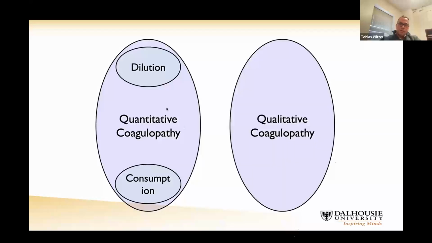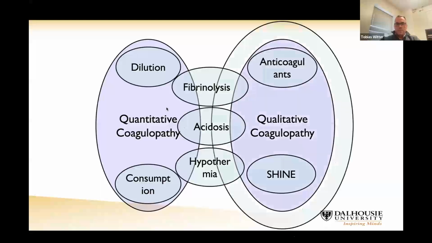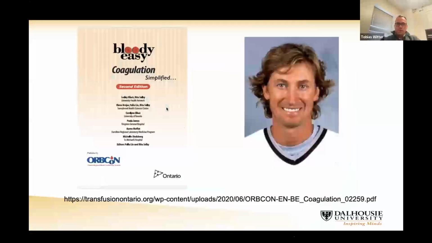We also have a qualitative coagulopathy, meaning that anticoagulants, hypothermia, and acidosis contribute to the qualitative coagulopathy, but they also will influence to some extent the quantitative coagulopathy through fibrinolysis. Hypothermia and hypoperfusion through all of that doesn't help. So that's a rough overview of what's going on. If you want to read more about it, Transfusion Ontario has a really nice pamphlet. It's free, it's online. Just go to Transfusion Ontario, and they have nice pictures in there as well, and explain that a little bit more.